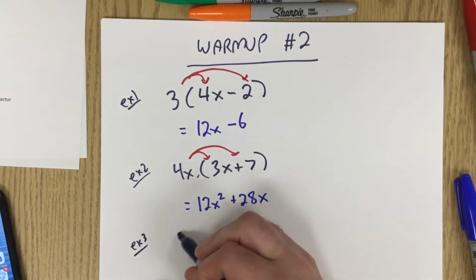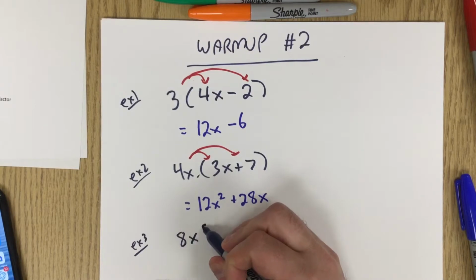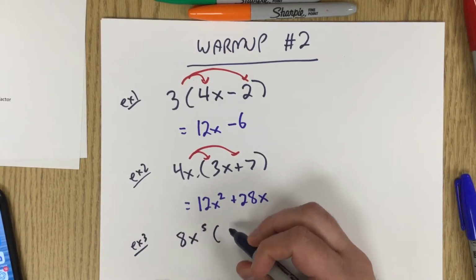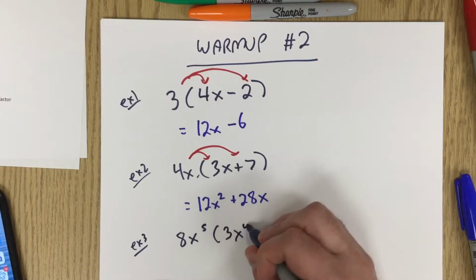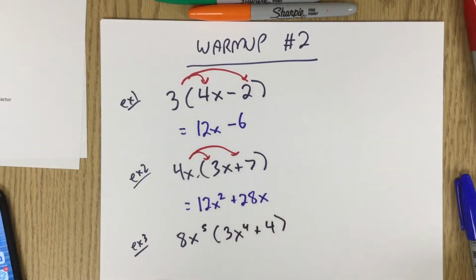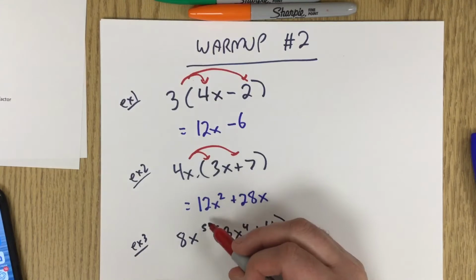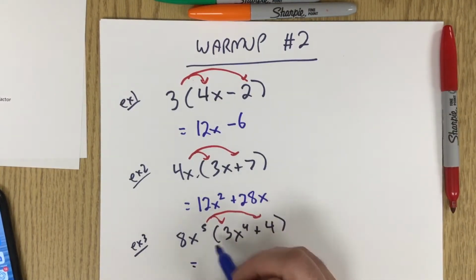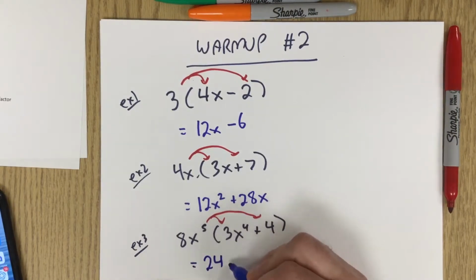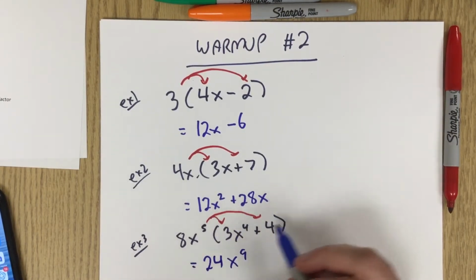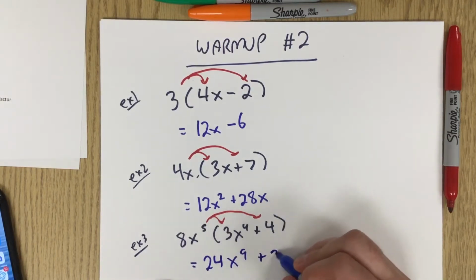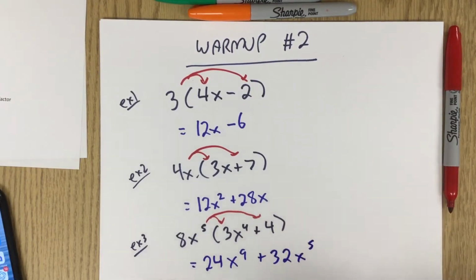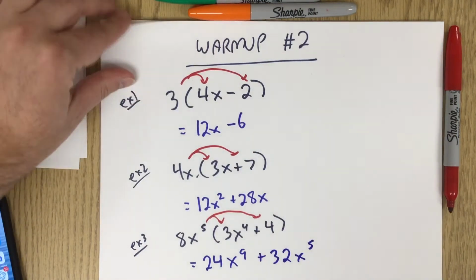Example 3 is going to be 8x to the 5 times 3x to the 4 plus 4. This one's a bit more involved. I'll explain what it involves though in a bit. 8 times 3 is 24. x to the 5 times x to the 4 is x to the 9. And 8 times 4 is 32 x to the 5. Okay. Keep that in mind.